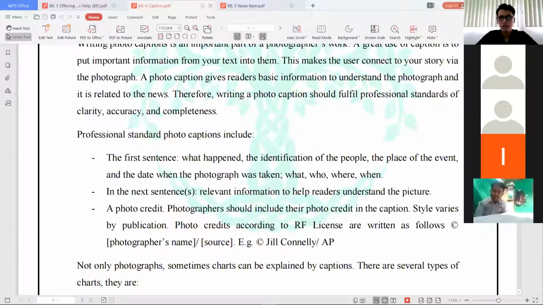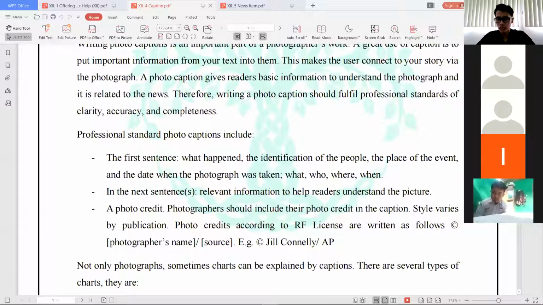Okay. And then after that, photo credit. A photograph should include the photo credit in the caption. Style varies by publication. Photo credits according to RF license are written as follows. So, a photo credit is like identification of who actually took the picture, and if it is based on the company, you have to write on that.